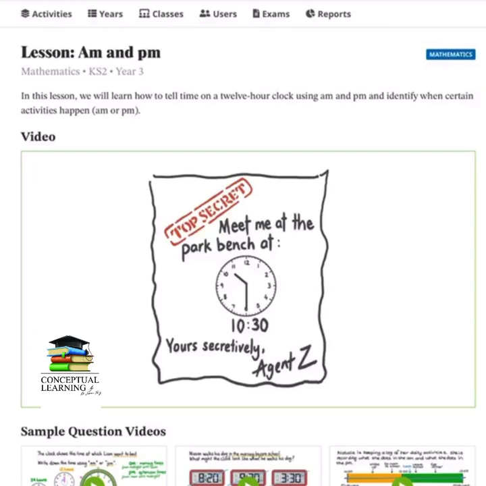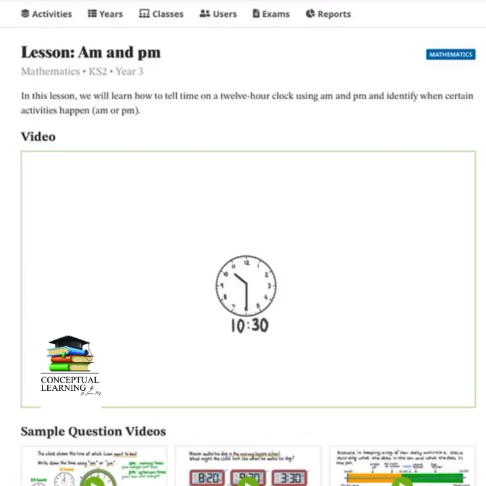Psst! We interrupt this video for a top secret message that's just been delivered. It's from Agent Z. We need to meet him or her at the park bench at this time here. But there's a problem with the way this note has been written. Can you spot what it is? Here's a clue. Think very carefully about the information that the clock tells us.